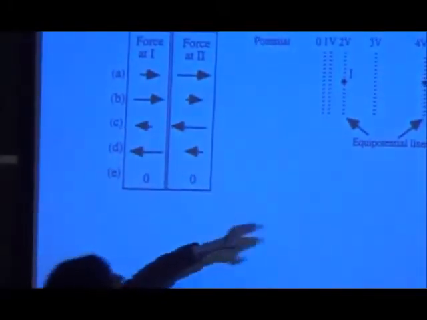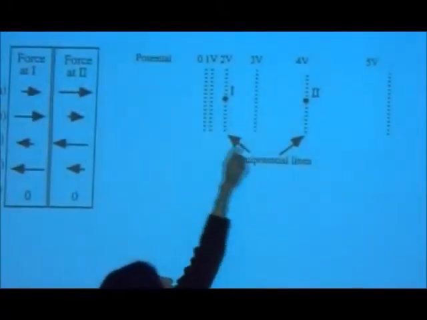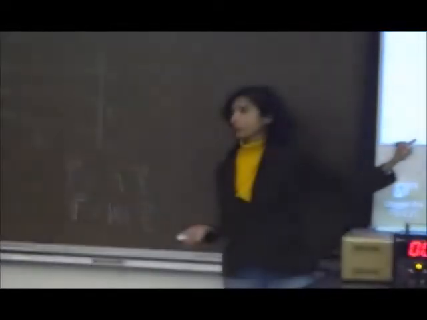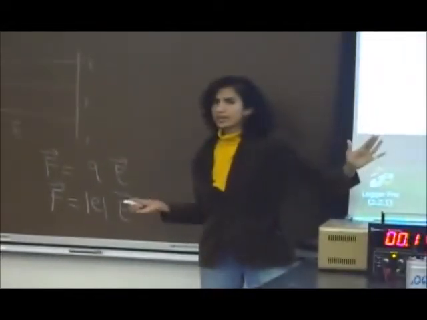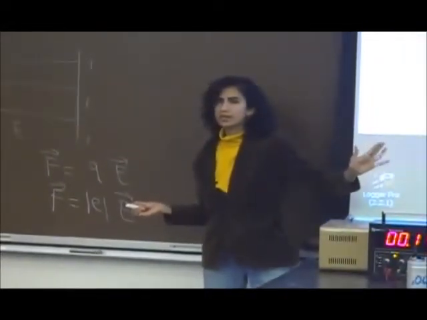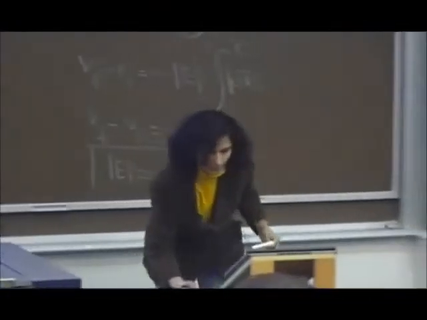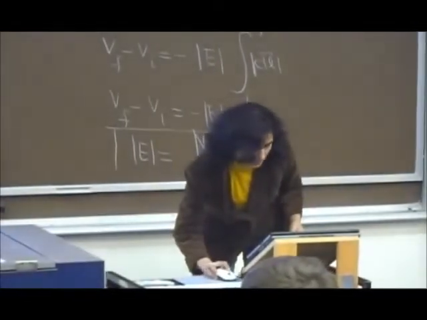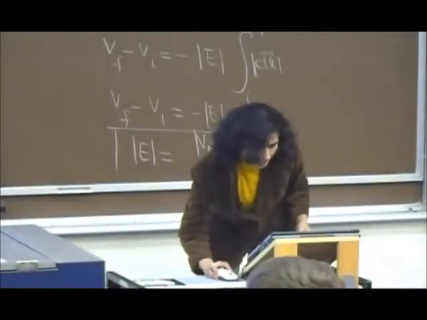But since the electric field is stronger here than over there, by this reasoning, we know that the force is larger at this point because the field is stronger compared to the other point. Is everybody clear on this? Any questions about this? Okay, let's move on to the next question then. So the correct answer here was D. Let's move on to the next question.